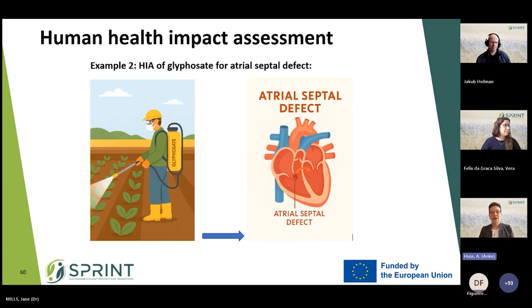Another example that we calculated was for a birth outcome in newborns. It's a defect of the heart, an atrial septal defect. Next slide, please.